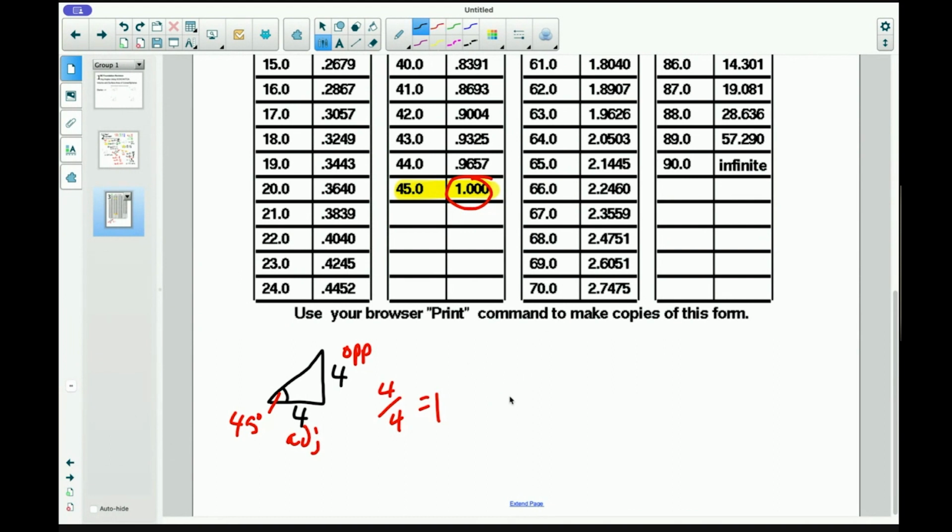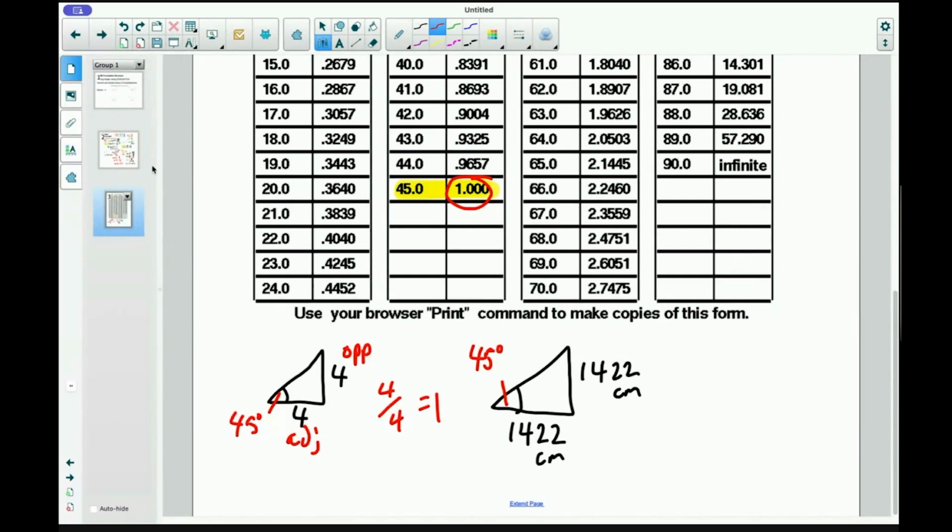I can say the same thing about a different triangle. If this was 1,422 centimeters and this side was 1,422 centimeters, then I know for sure that this angle right here is still 45 degrees.